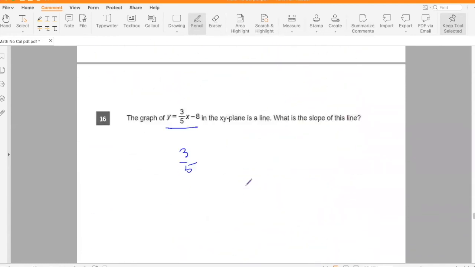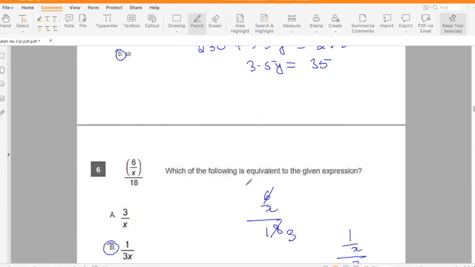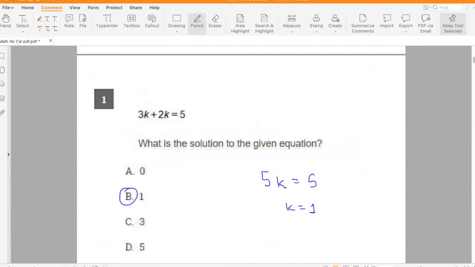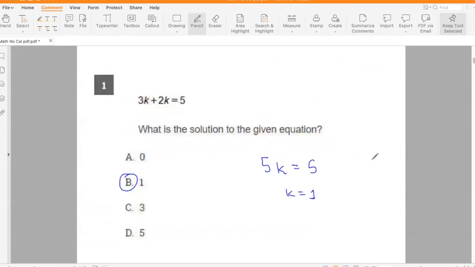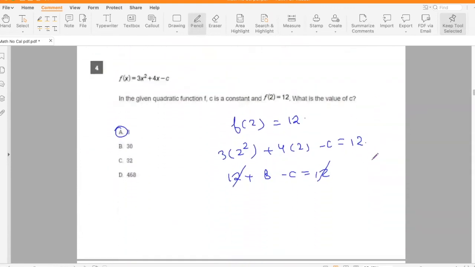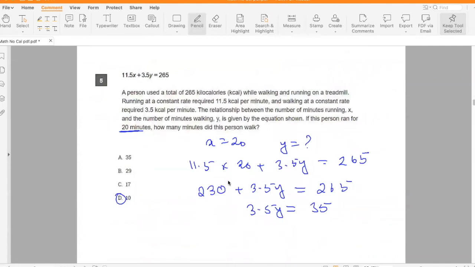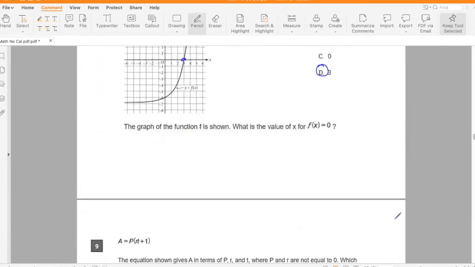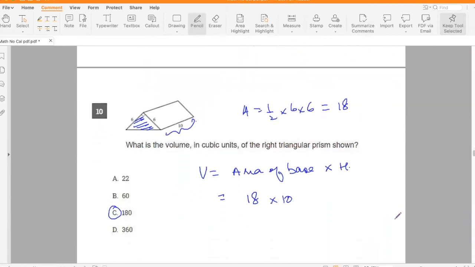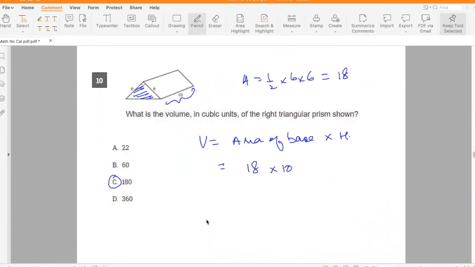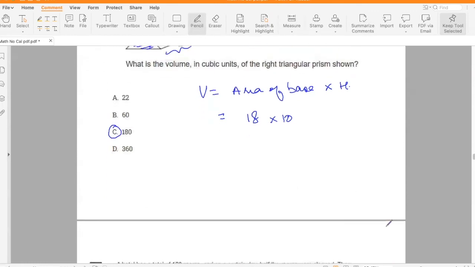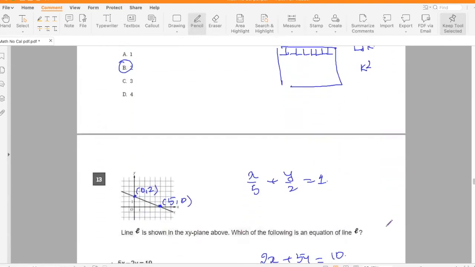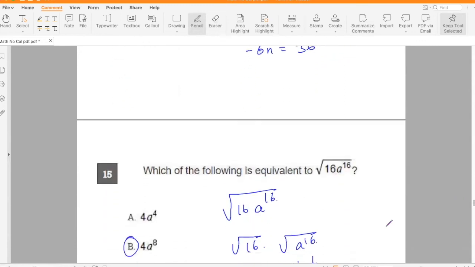Okay, let's grade this. Question 1: B A A A D. Number 6: B C D C C. Number 11: A B D B B.